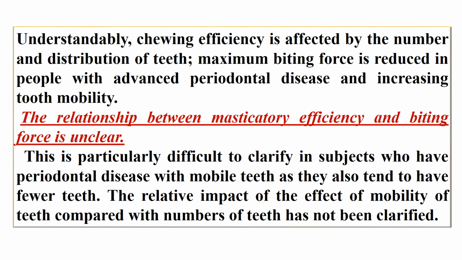Understandably, chewing efficiency is affected by the number and distribution of teeth. Maximum biting force is reduced in people with advanced periodontal disease and increasing tooth mobility. The relationship between masticatory efficiency and biting force is unclear. This is particularly difficult to clarify in subjects who have periodontal disease with mobile teeth, as they also tend to have fewer teeth. The relative impact of the effect of mobility of teeth compared with numbers of teeth has not been clarified.